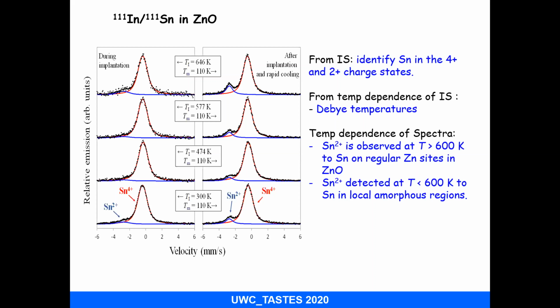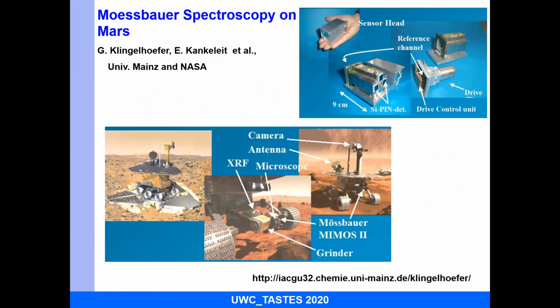It allowed us to see the disappearance of the tin in the 2+ state, but then reappear over there, much stronger and with a different Debye temperature, so we could identify that as tin then being on a regular zinc site, whereas previously it was in a damaged site.